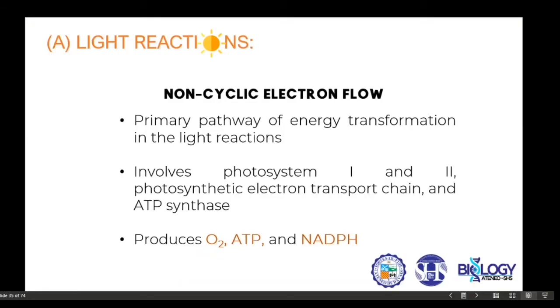Now, the non-cyclic electron flow is the primary pathway of energy transformation in the light reactions. The process involves both photosystems, photosystems 1 and 2, with the photosynthetic electron transport chain and the enzyme called ATP synthase. In the process, oxygen molecules are produced and released as atmospheric oxygen, and ATP and NADPH are also produced, which are used to create the carbohydrates in the next stage of photosynthesis.